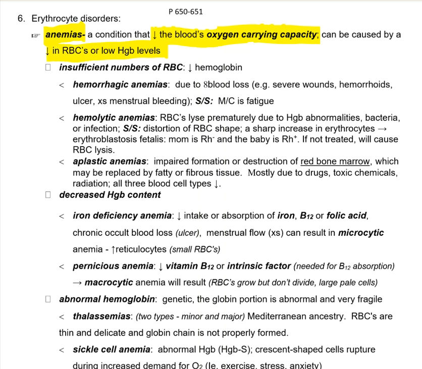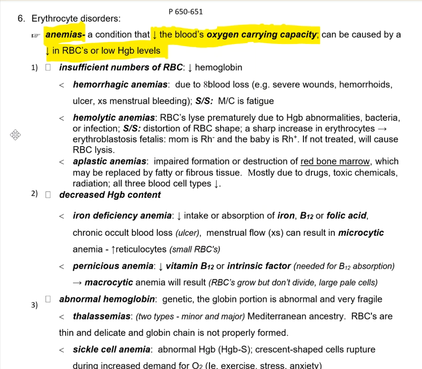So there can be different ways in which anemia can occur. The first one is insufficient numbers of red blood cells, so that's number one. And number two is low hemoglobin. Then there's a third way, which we didn't mention here: you can have the right numbers of hemoglobin, but it doesn't work correctly. We'll get to that in a second. So those are the three main ways.